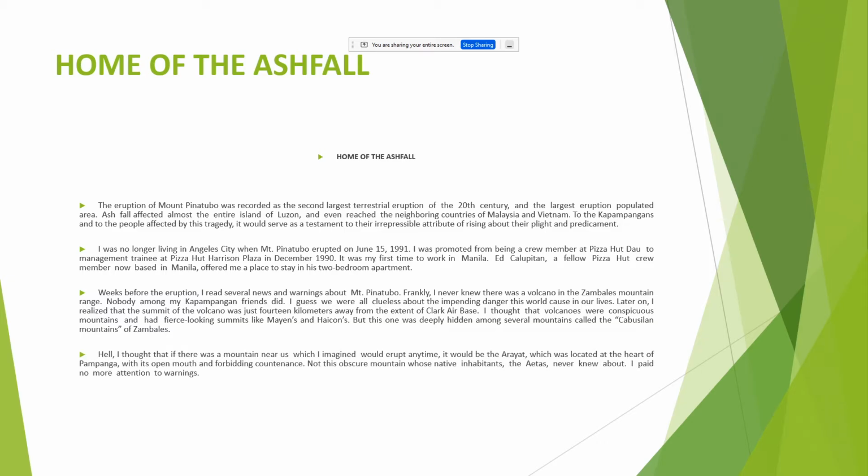I thought that if there is a mountain near us which I imagine would erupt anytime, it would be the Arayat, which was located at the heart of Pampanga with its open mouth and forbidding countenance, not this absurd mountain whose native inhabitants, the Aetas, never knew about. I paid no more attention to warnings.